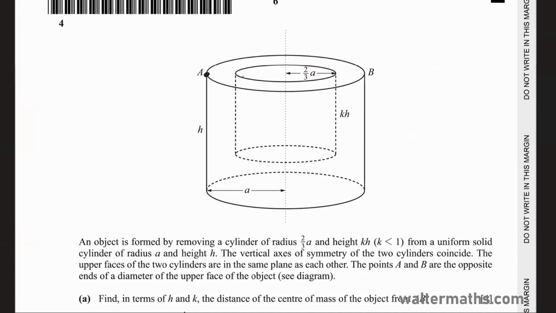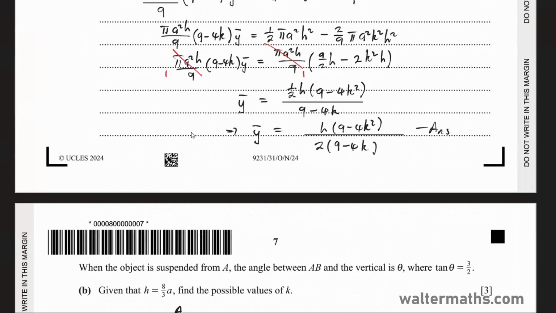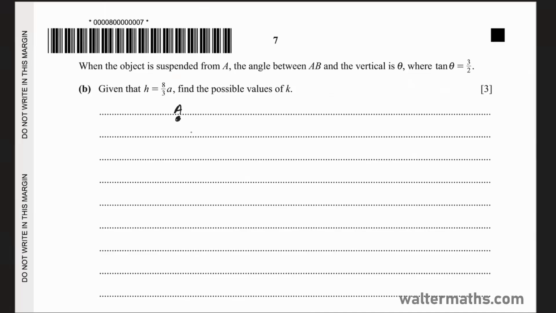Now, when it is suspended at A, it means the center of mass of the whole object, wherever it is, let's say it's here, should be vertically below A. So basically what we're saying is, if that is so, then the center of mass has to be vertically below. So let's say this is G. It has to be vertically below A.